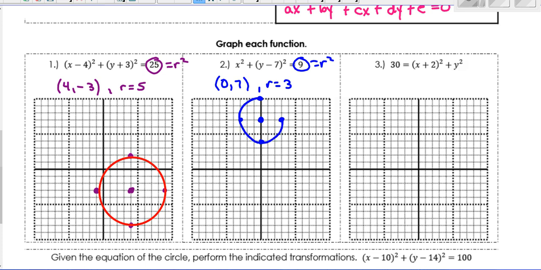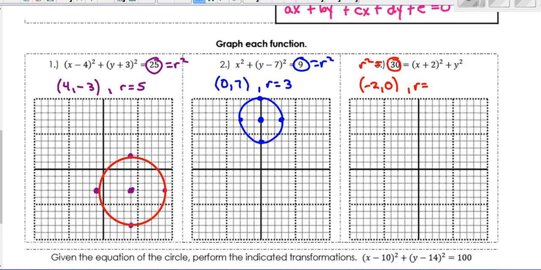And then do the best to draw your circle. Okay. Now, the problem with the next one is that when we take the square root of 30, we don't get something nice. Well, let's start off with my center first. The opposite of 2 is -2. There's nothing with my y, so that's just 0. My radius, so this equals r squared.